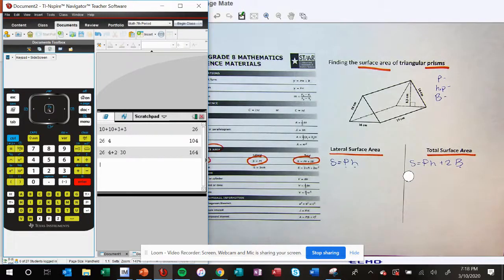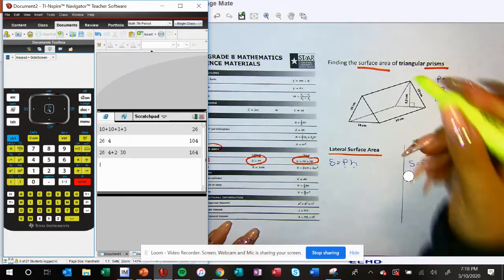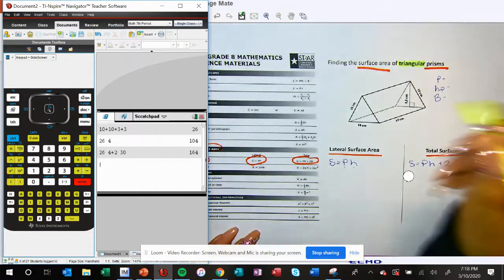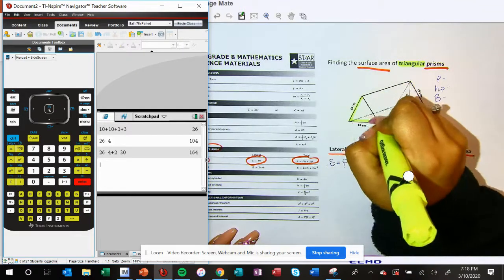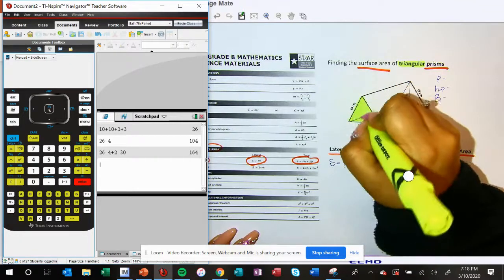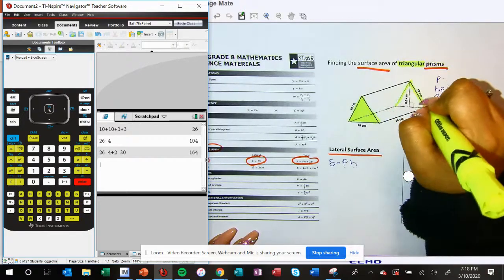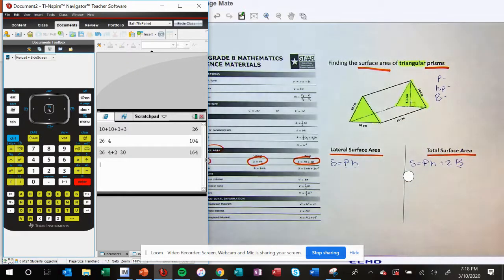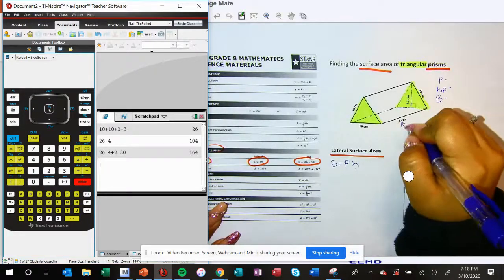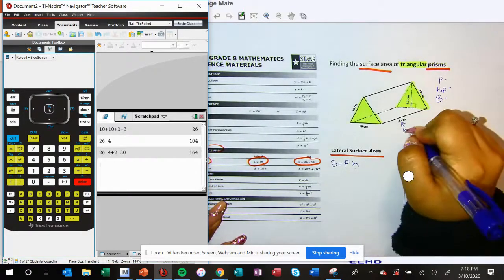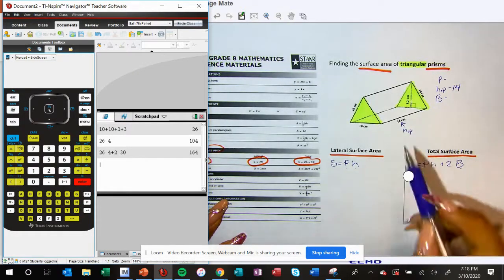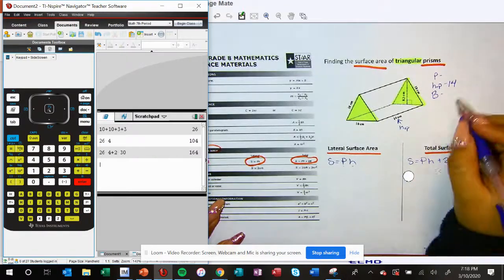So I am going to highlight my base here. Now, this word, triangular, that is going to tell me what my base is. So my base is these two triangles that I have here. So if I were to actually sit this shape up the way that it's supposed to be, then that would mean that this is my height. That's my h. So I'm going to write that here. And now that I shaded my base, I'm going to draw it out.